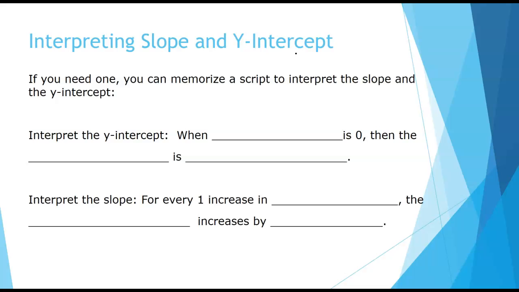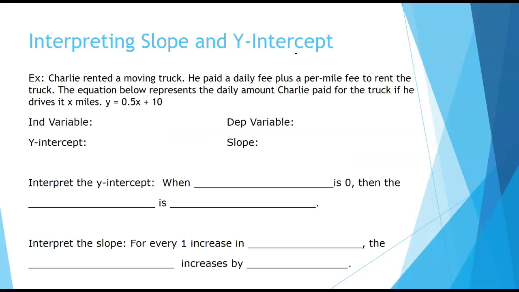So let's look at an example to see if we can understand a little more clearly about what to do with these fill in the blanks. We've got Charlie renting a moving truck. He paid a daily fee plus a per mile fee to rent the truck. The equation below represents the daily amount Charlie paid for the truck if he drives it x miles. So we're looking at the relationship between the daily amount Charlie paid for the truck and the number of miles.